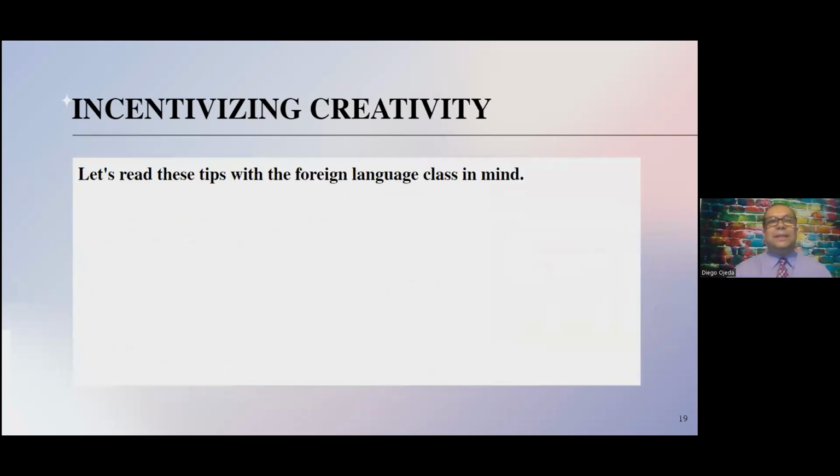So let's read these tips with the foreign language class or world language class in mind. Number one, and these are kind of like concrete suggestions: avoid routine. Let's not do exactly the same thing over and over. But I'm not saying don't have structure. I start my class with something that is called a warm-up, also called bell work. You can start every class with a conversation warm-up, but let's make those conversations different.